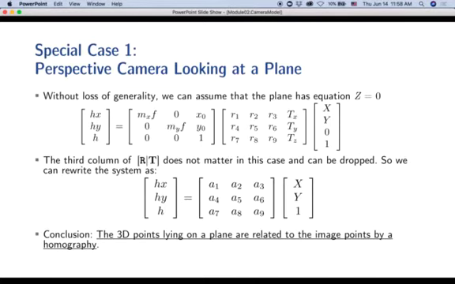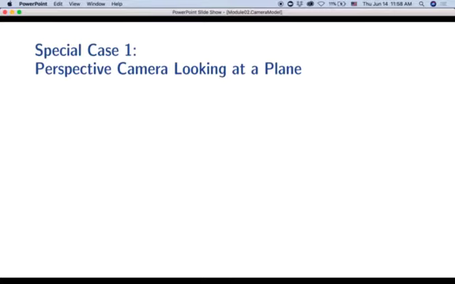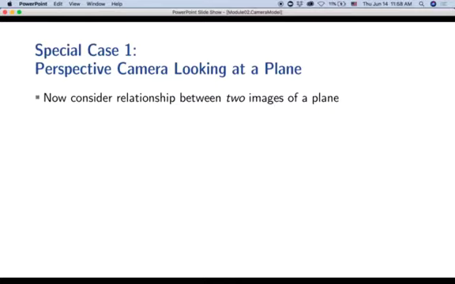So what's the conclusion here? 3D points, if they are lying on a plane, are related to the image points by a homography. And it does not matter what the orientation of that plane is, because I can always assume that to be the xy plane by fixing my axis. So my proof holds even if it was not the xy plane. Okay? All right.